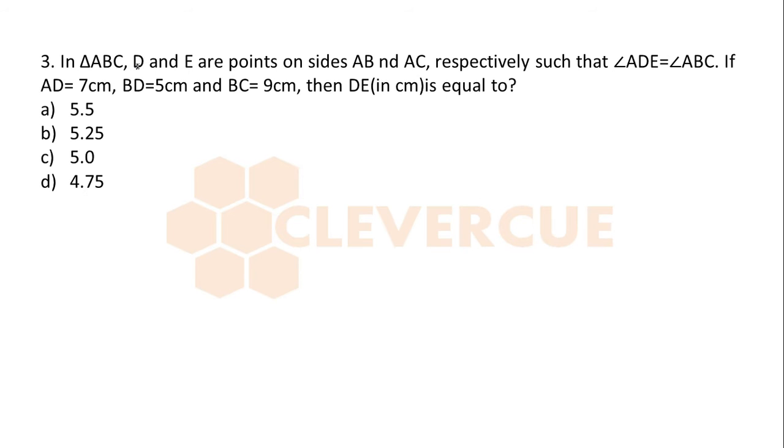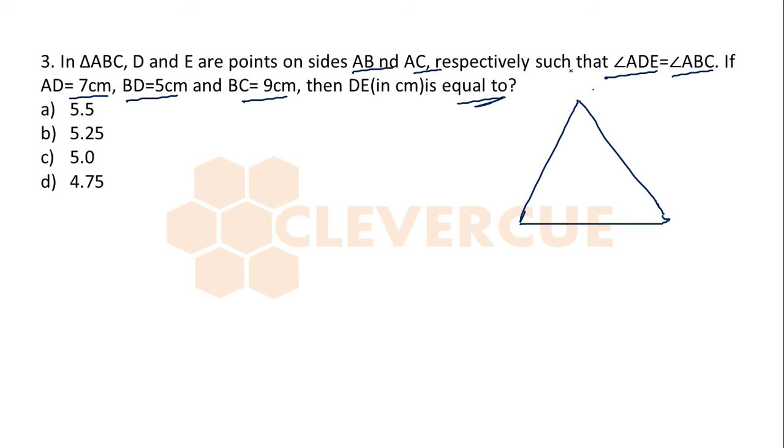Now in triangle ABC, D and E are points on sides AB and AC respectively, such that angle ADE is equal to angle ABC. If AD is equal to 7 centimeters, BD is equal to 5 centimeters and BC is equal to 9 centimeters, then DE is equal to how much? Now first of all, let us draw this triangle.